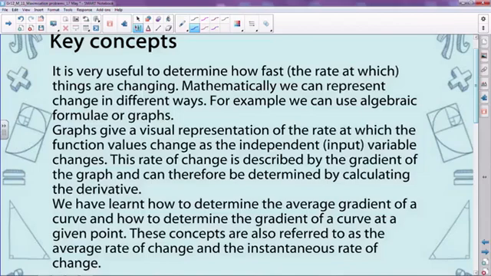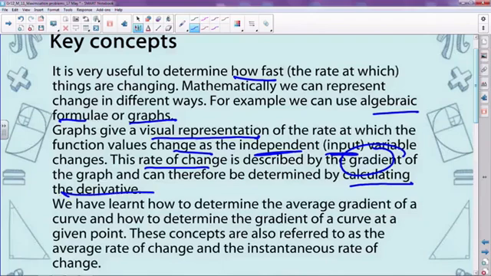We're looking at how fast things are changing. So mathematically, we know that we can represent change in different ways. We've seen that we can use algebraic formulae, and we can even use graphs. Now, graphs, remember, are your visual representation of the rates at which a function value changes as your independent or input value, which is normally given by x, changes. This rate of change is described by the gradient of the graph, and therefore can be determined by calculating the derivative.